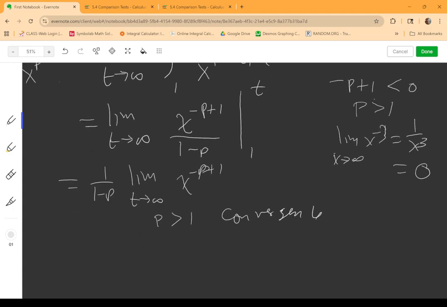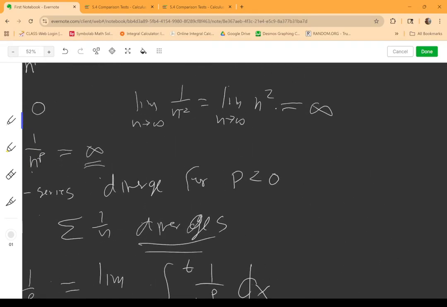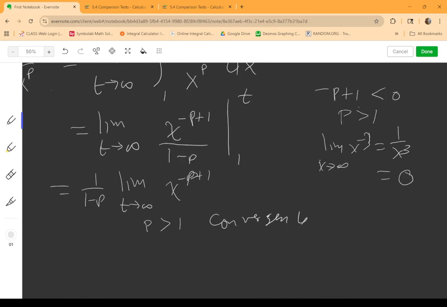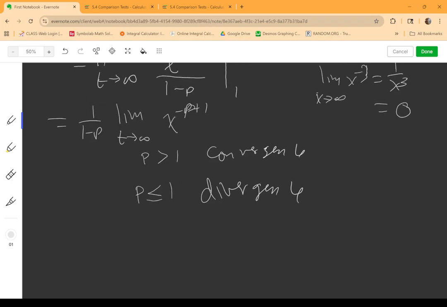Now in the other case, when p is less than 1, then we're back in the case where we have an exponent that is going to turn out to be positive, and then that limit will also go to infinity. So we have divergence when p is less than or equal to 1. Again, 1 we proved already for the harmonic series, in a previous video. And then the values from 0 to 1 follow here, as well as all negative values, which was our first case that we discussed.